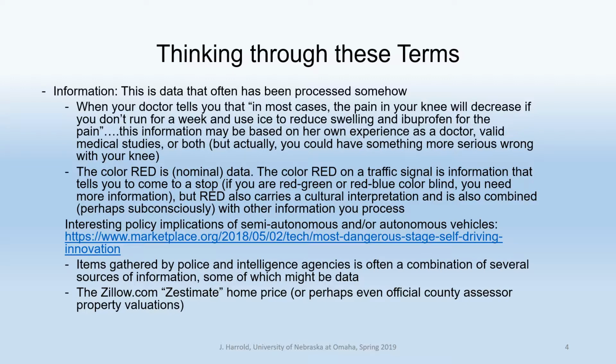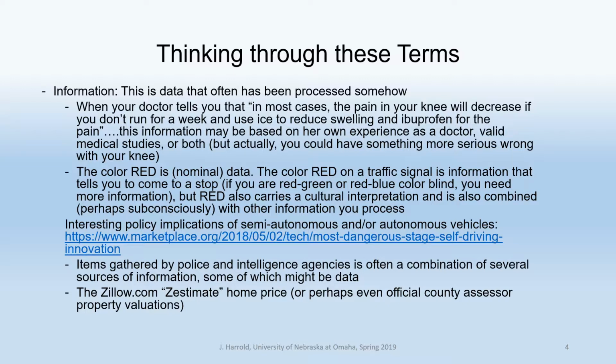Another example is information gathered by police and intelligence agencies. It's often a combination of several sources of information, some of which might be data, right? If you know anything about what the intelligence services of the United States do, they make an assessment. That assessment is based on some satellite imagery, some tips, and some on Americans who work overseas, who develop social acquaintances with people of foreign countries and get information from them. So you could not call an intelligence assessment data, but you could call it information.